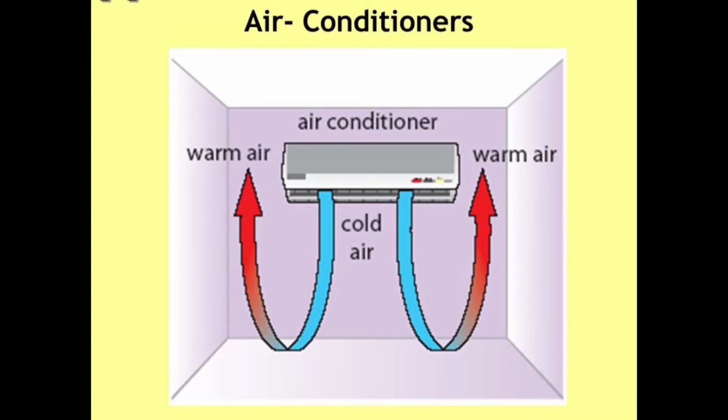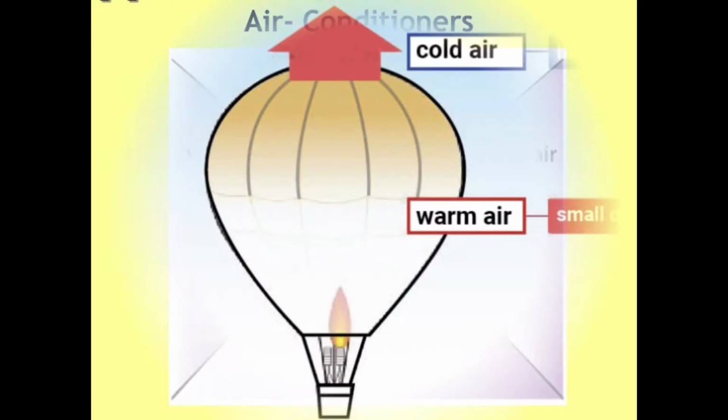The continuous sucking out of warm air while filling the room with cooler air sets up a convection current. The human body continuously produces warm air as well as any ongoing activities in the room. As long as the air conditioner is turned on, this warm air will always be replaced by cool air. So now you know how an air conditioner works.